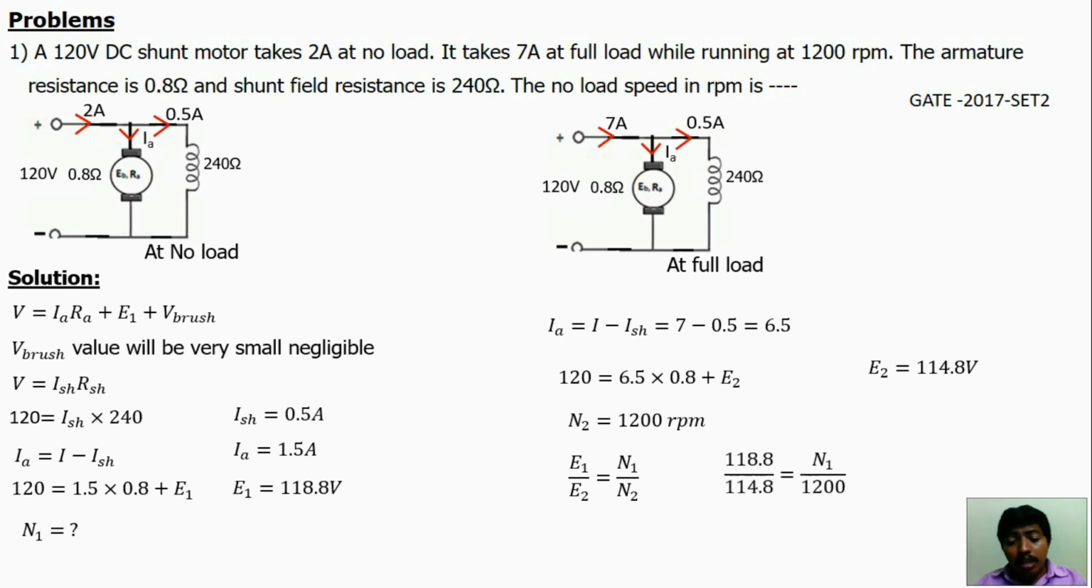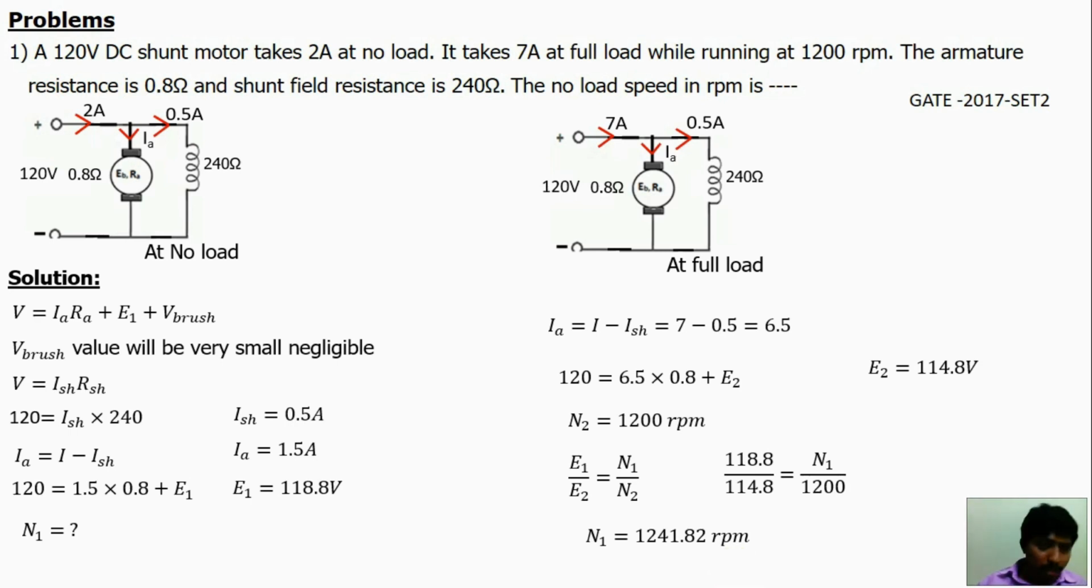N1 answer is 1241.82 RPM. Okay, this is the answer. For the conversion to speed, when full load and no load values are given, just use this formula: E1 by E2 is equal to N1 by N2.